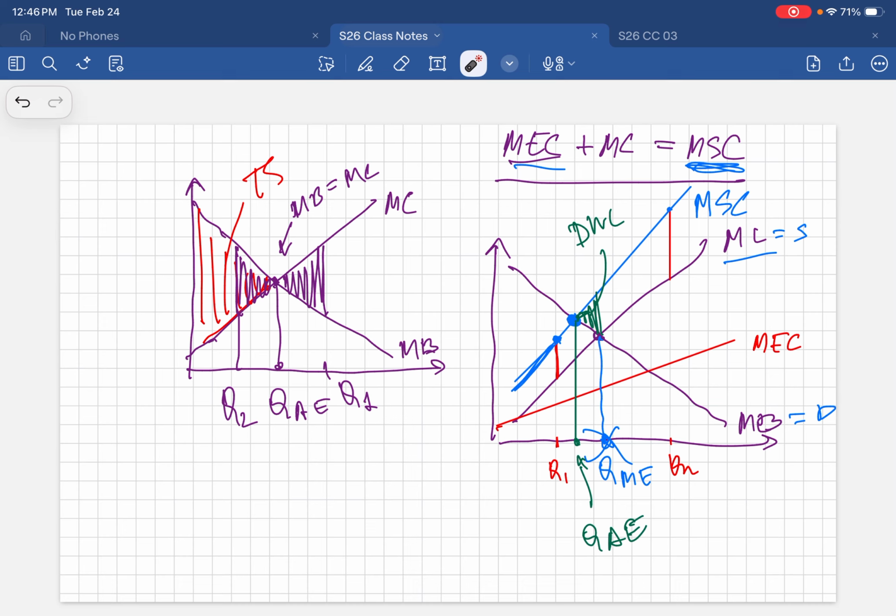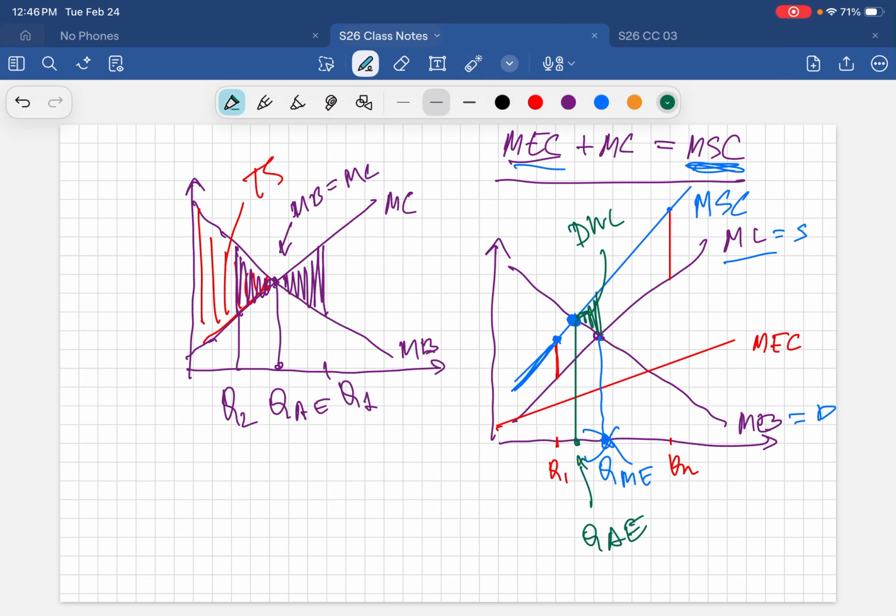One more thing, on this graph I'm showing you what happens when marginal external cost is an upward sloping curve, which means marginal external cost changes as we increase the output. The more you produce, the more harm each unit adds, every time you increase your output.